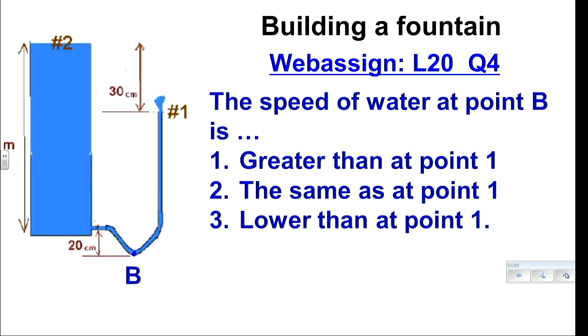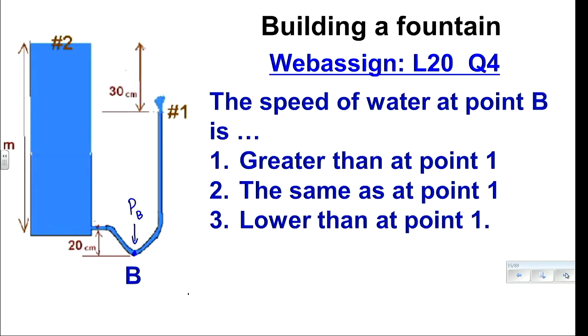And what do you think the speed here should be equal to, if we compare it to the speed there? And while you're answering this question, now we can talk about why 20 centimeters could matter. Well, that could matter if we would need to calculate pressure at point B.